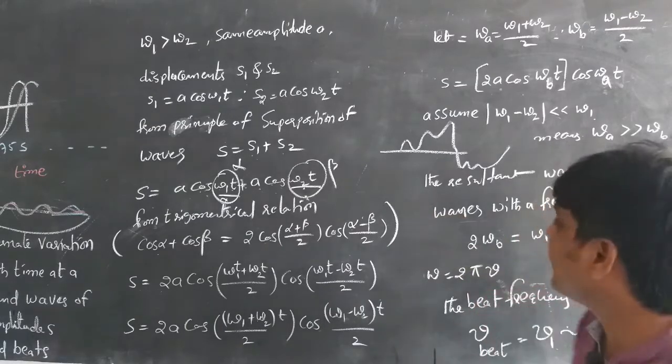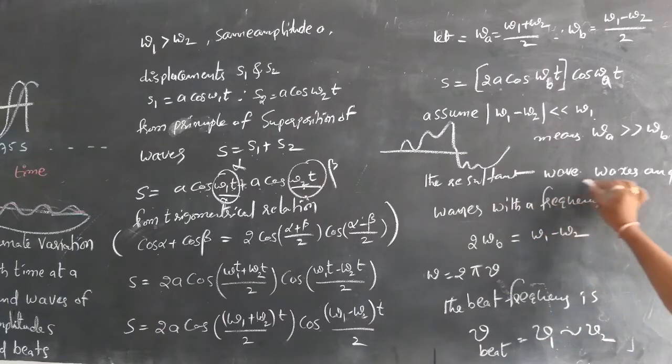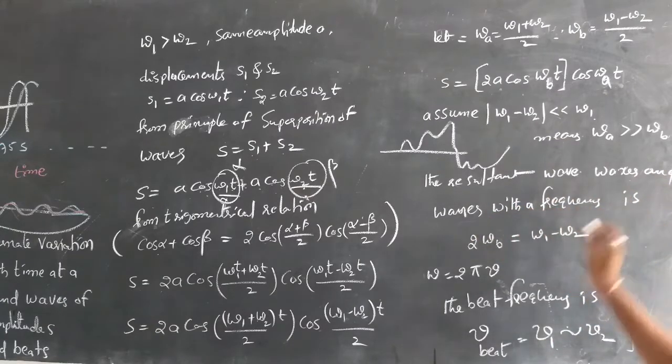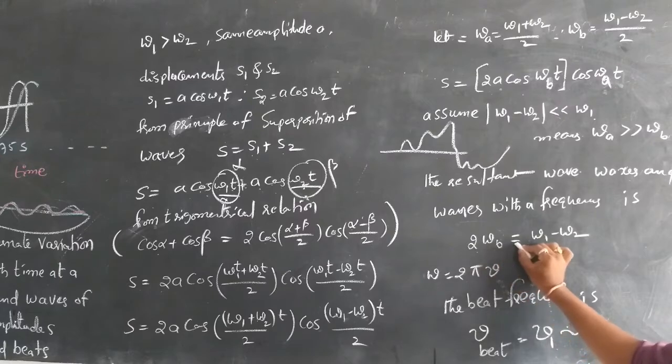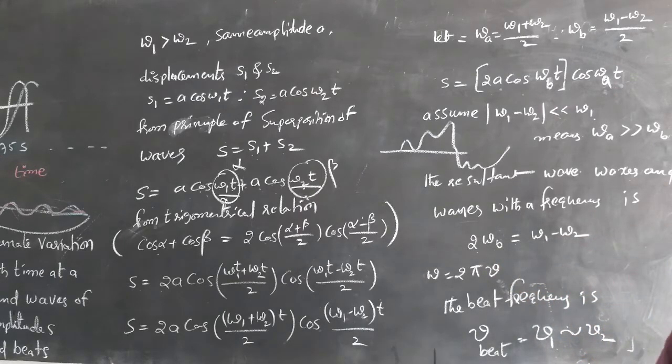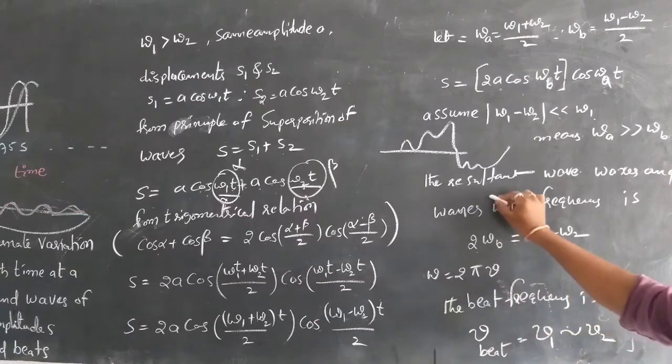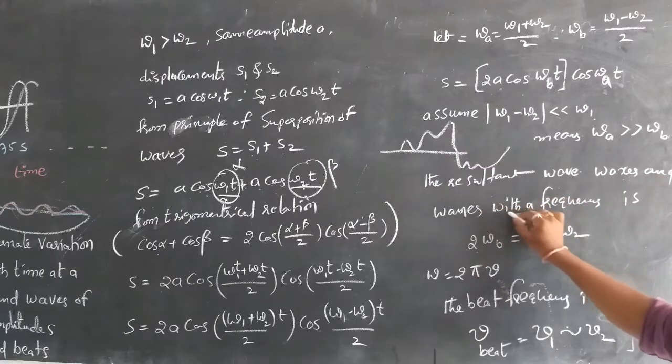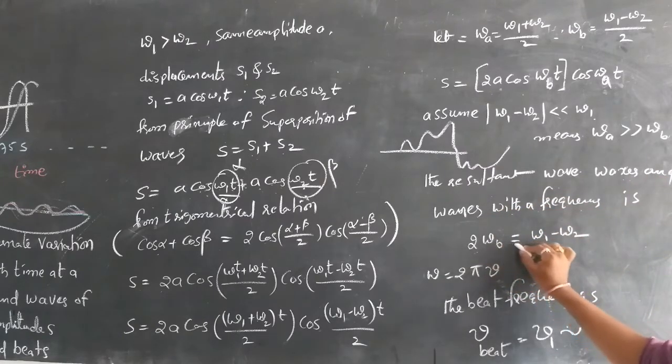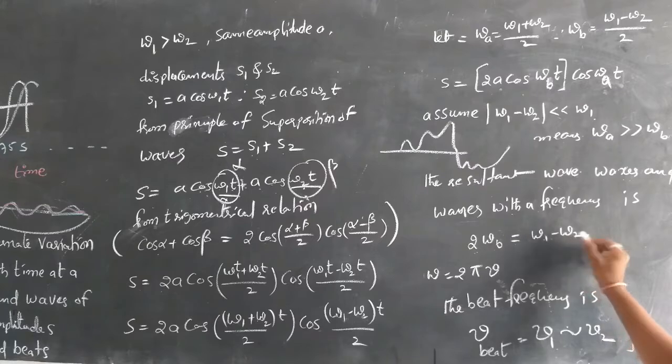Then the resultant wave waxes and wanes with the frequency 2 omega B, which is equal to omega 1 minus omega 2. The resultant wave waxes and wanes with the frequency of 2 omega B equal to omega 1 minus omega 2.